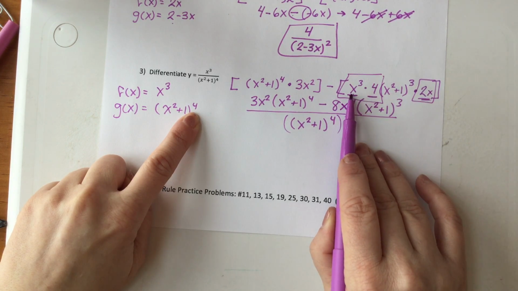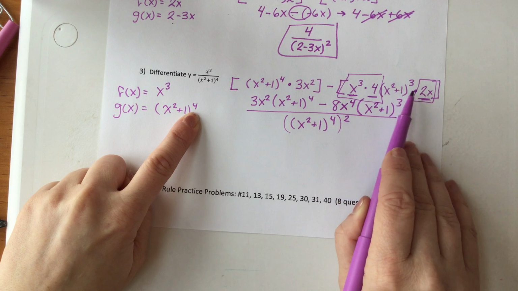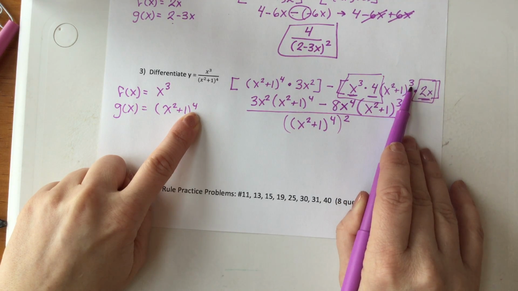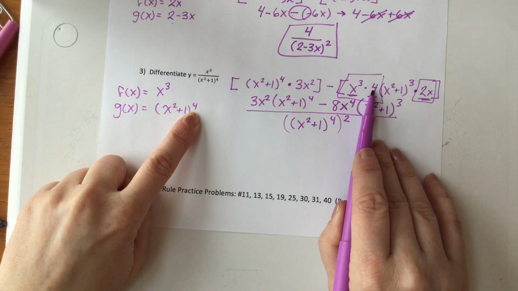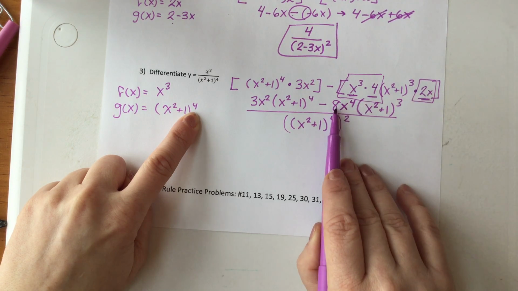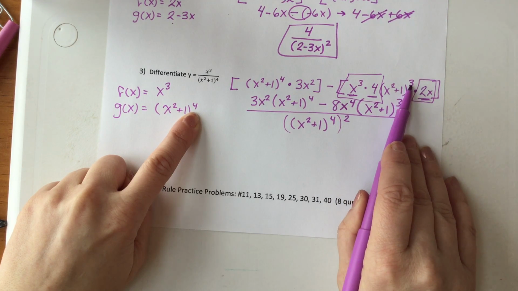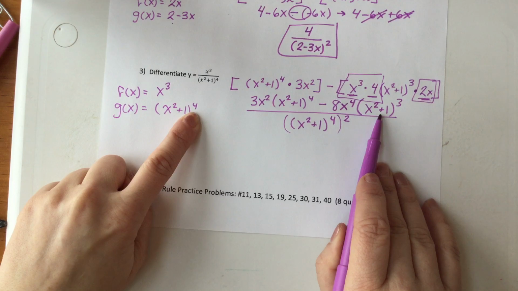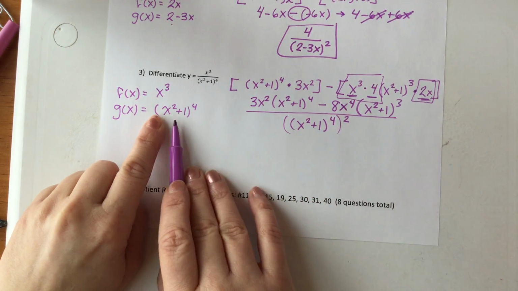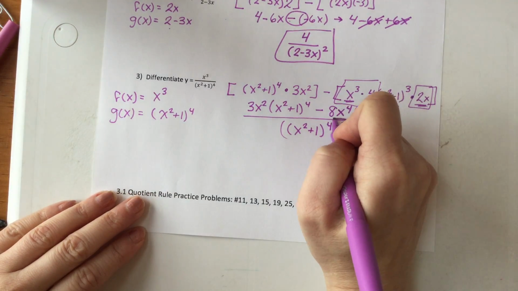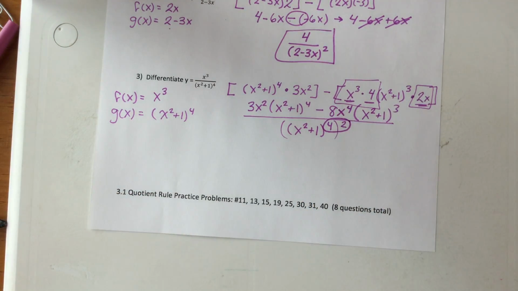I can combine x cubed, 4, and 2x. I can multiply them. None of them go with this exponent. So x cubed times 4 times 2x is 8x to the power of 4. That's being multiplied by x squared plus 1 to the power of 3. Okay, so there's the top. The bottom, you keep the bottom the way that it is, but you square it. Remember, if you have an exponent inside and outside, you multiply them.